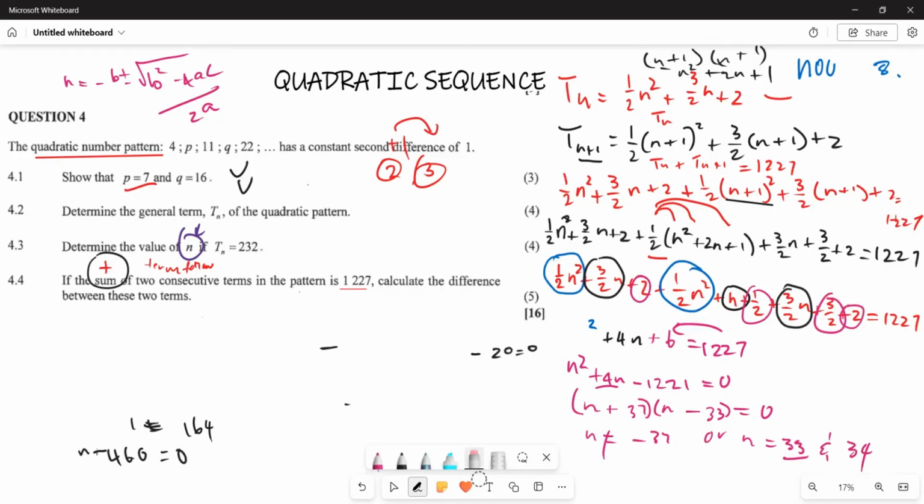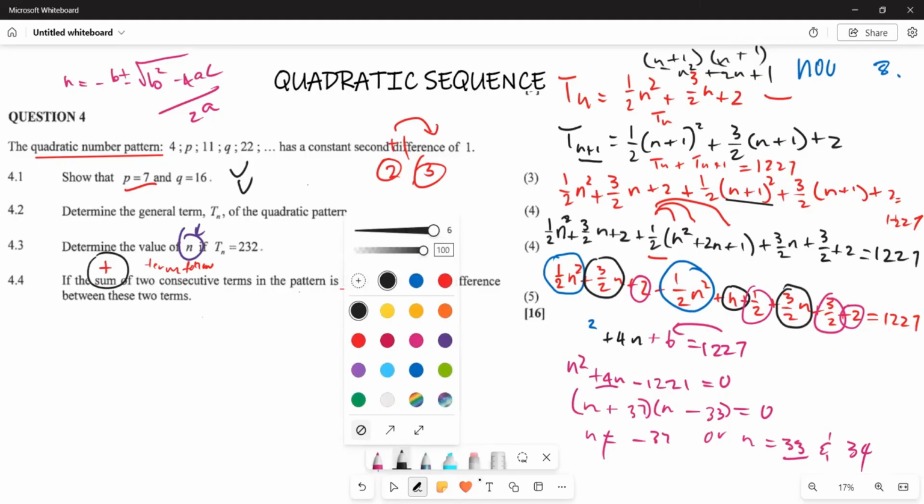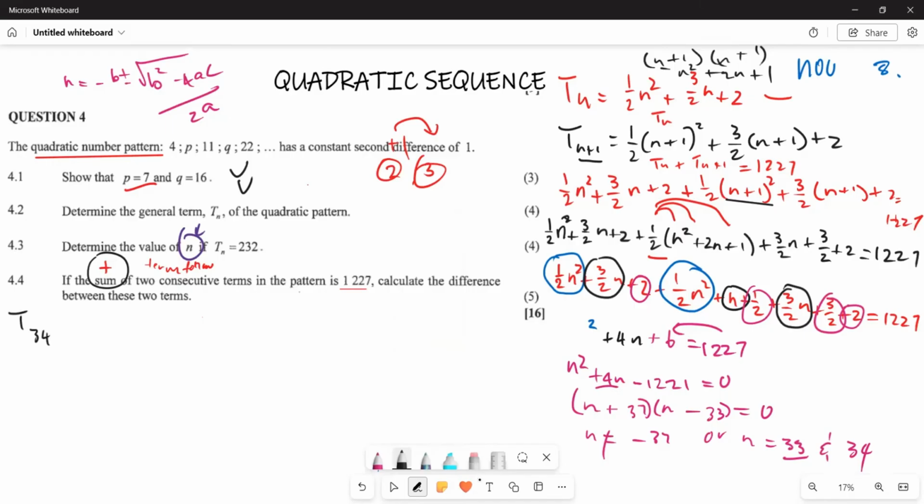Now, what are you going to do here? You're still going to do the same thing. You're going to start here and say, what is going to be your term 34, subtract your 33, because they said now, for the two consecutive terms, they want you to calculate the difference between term 34 and also 33, right?